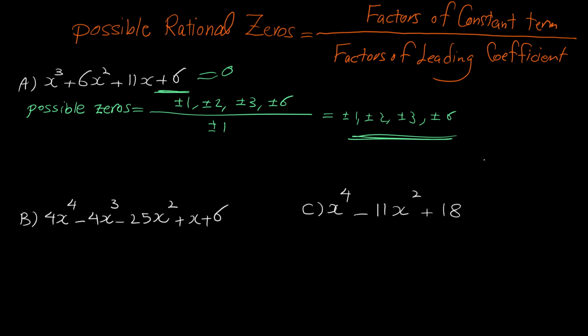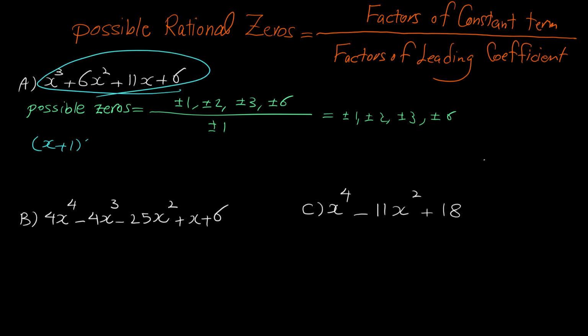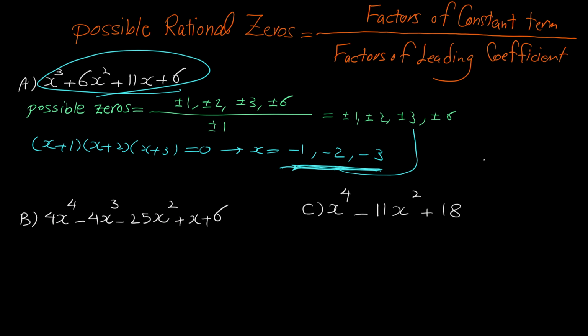Let me write down here for you the factored form of this given polynomial. If we factor this polynomial, it would be in the form of x plus 1 times x plus 2 times x plus 3. If we set this equal to 0, then from x plus 1 equals 0, x would be negative 1. From setting x plus 2 equal to 0, x would be negative 2. From setting the other bracket equal to 0, x would be negative 3. As you can see, these numbers are all in our list. So we expected to get some of these numbers in our answers, and exactly, we got some of those numbers.